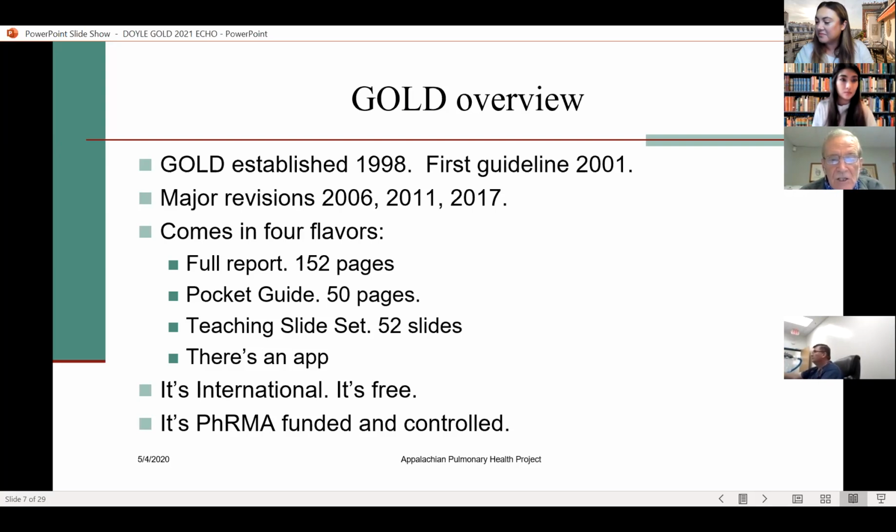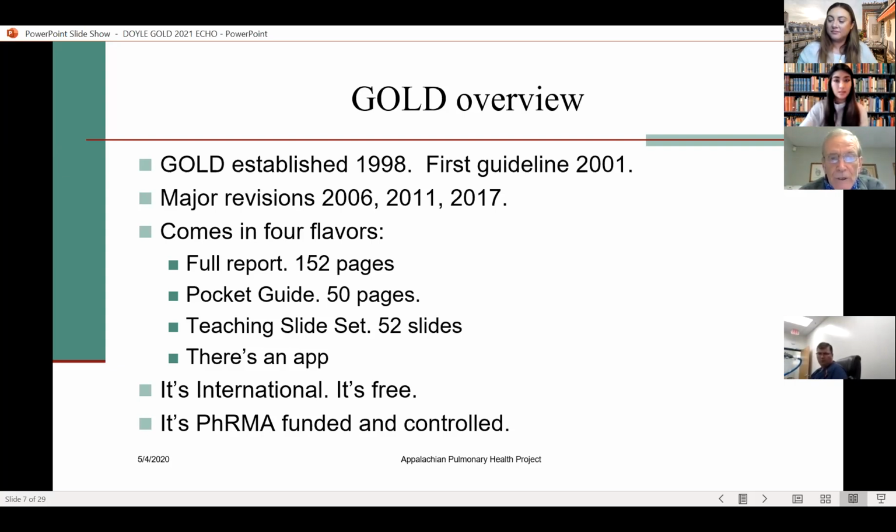Then there's the teaching slide set. It has 52 slides. That's a really good resource for those of you who are in a situation where you're doing a presentation at your hospital or your health center or grand rounds. Right, Elizabeth. And then there's an app for GOLD. So you can download that app for your smartphone, and that's another way to have this handy.